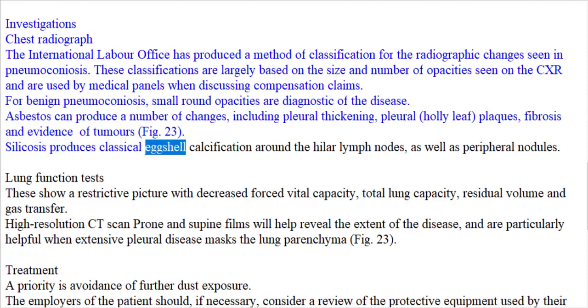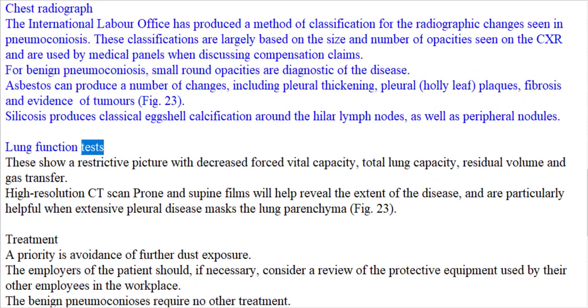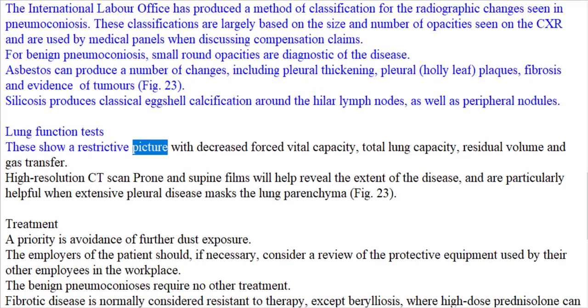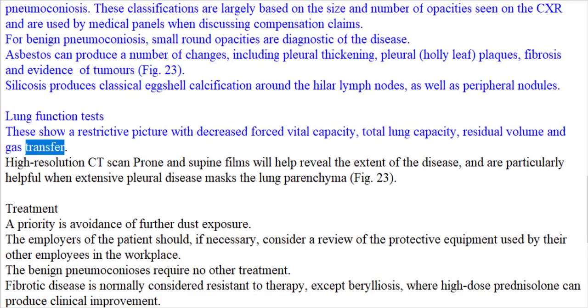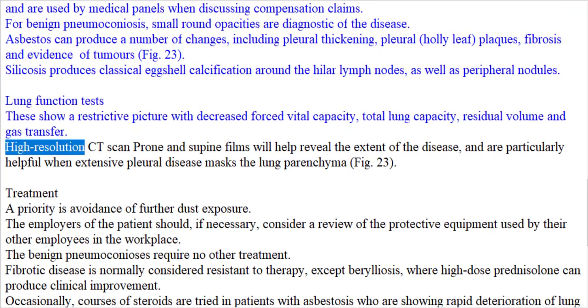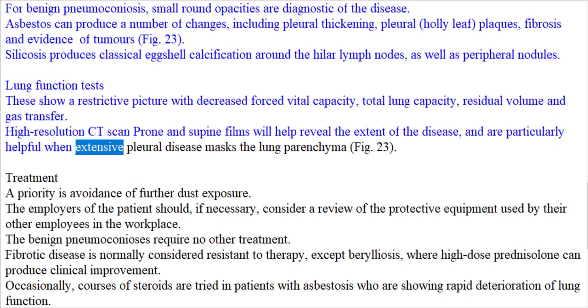Silicosis produces classical eggshell calcification around the hilar lymph nodes, as well as peripheral nodules. Lung function tests. These show a restrictive picture with decreased forced vital capacity, total lung capacity, residual volume, and gas transfer. High-resolution CT scan prone and supine films will help reveal the extent of the disease, and are particularly helpful when extensive pleural disease masks the lung parenchyma, Fig 23.